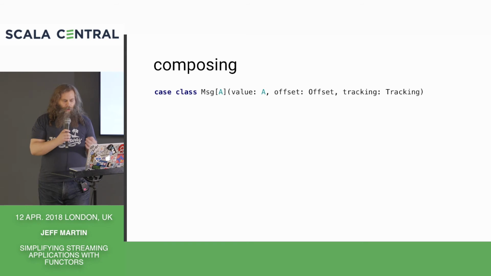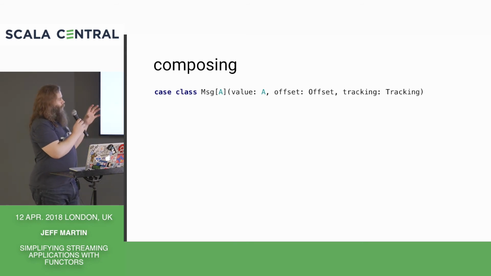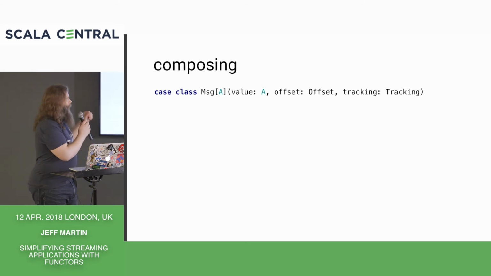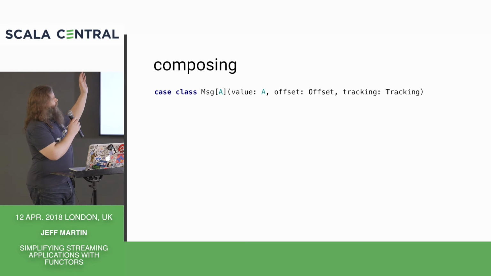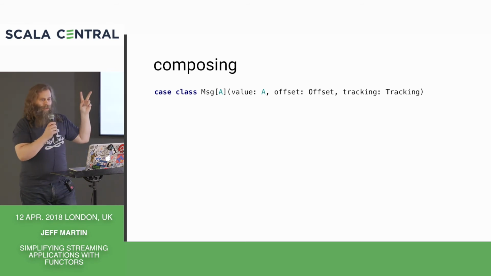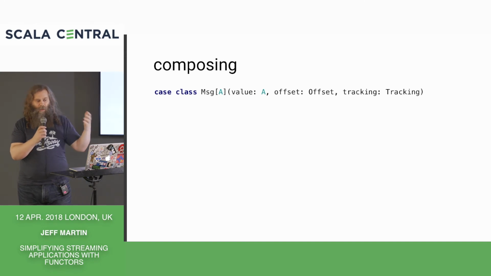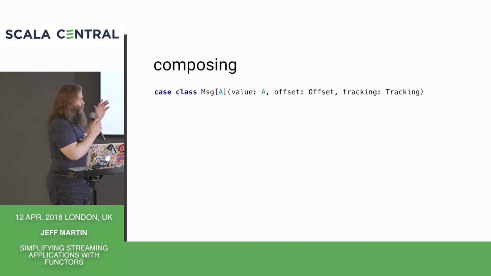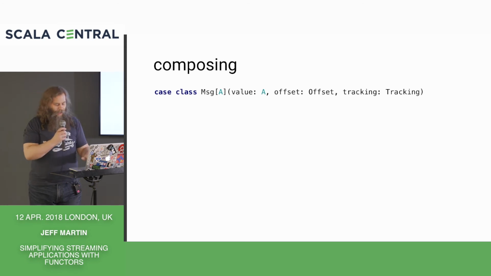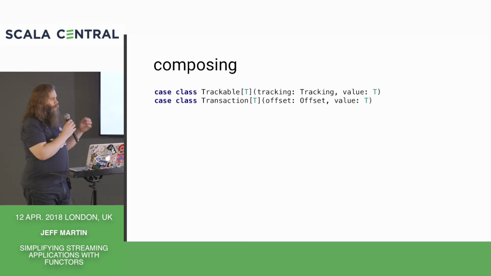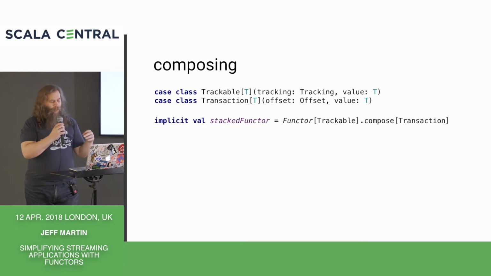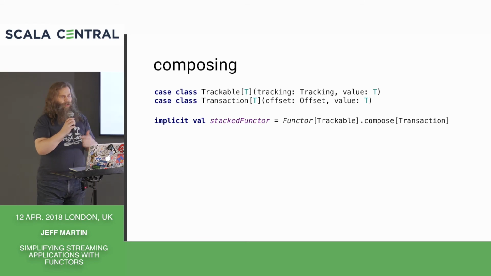Composing. I mentioned earlier on that you can compose functors, you can stick functors together. So this is one other thing that we found, is that in this message, we have the data and we have two concerns. We have the offset, which is looking at where we are within our Kafka topic, and then we have the tracking, which might be some sort of other tracking information or metrics. So they're two concerns that are mixed in here. What we could do is define them as two separate classes.